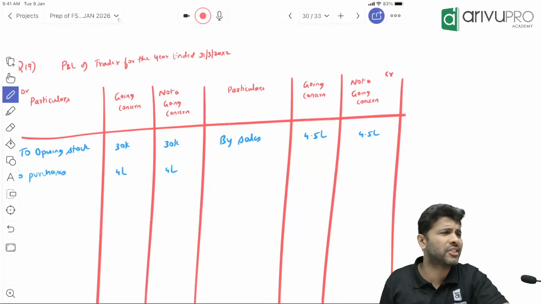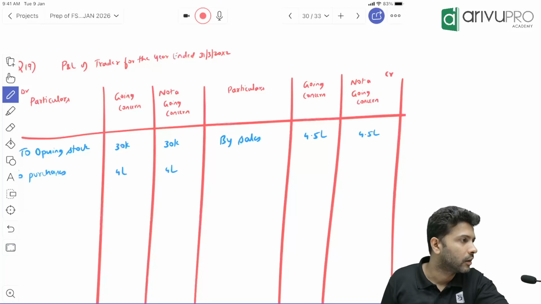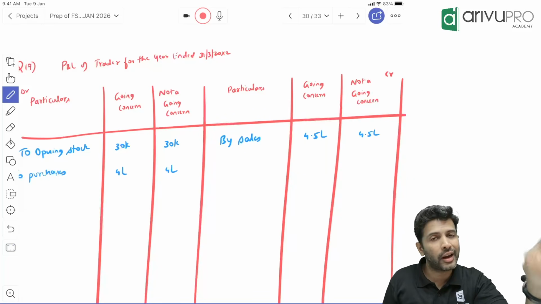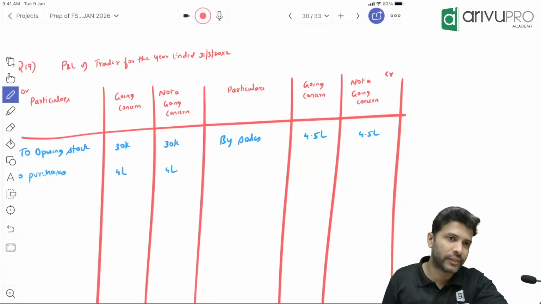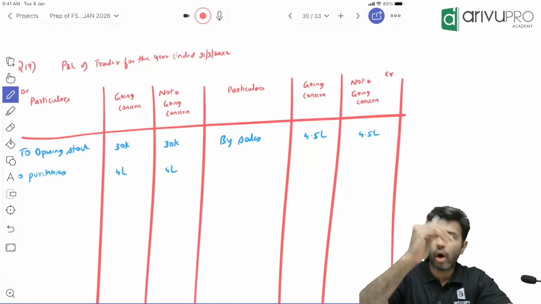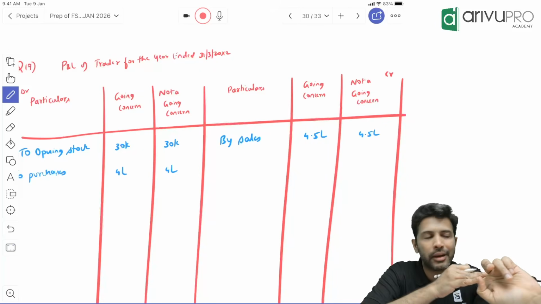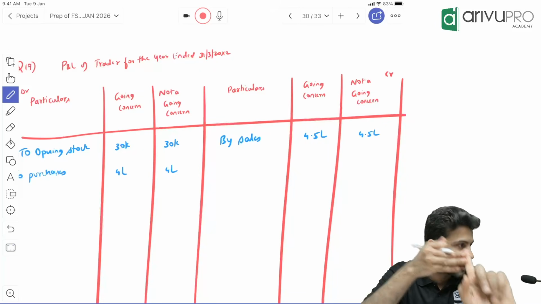Only three simple rules, people. If it is not a going concern, all assets at realizable value or liabilities at the end of the year. This rule is applicable at the end of the year. All the assets at year end will be shown at realizable value. All liabilities at the end of the year will be shown at settlement value.